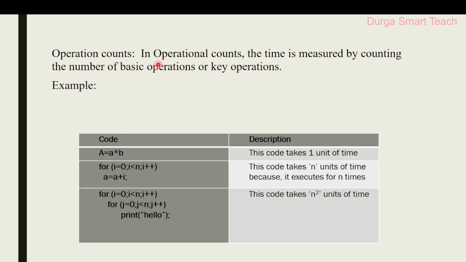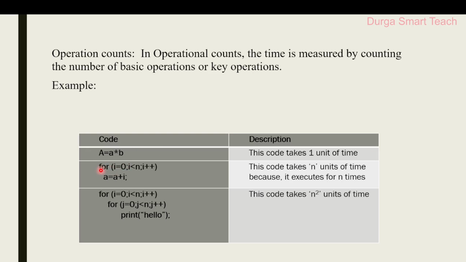Let's see what is operation count. Operation count is nothing but how many operations are there. The time is measured by counting the number of basic operations or key operations. If we take one example, A is equal to A into B, this particular step contains 1 unit of time. This is one operation, right? For performing this operation, it will take 1 unit of time because it is only one operation.